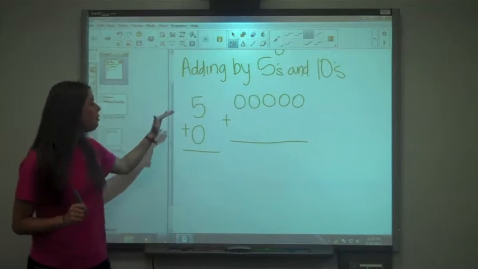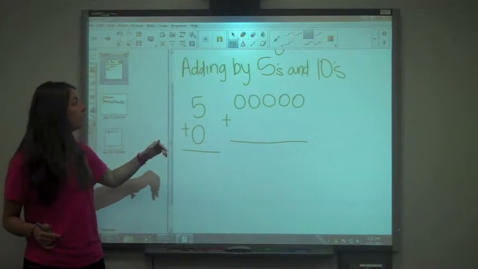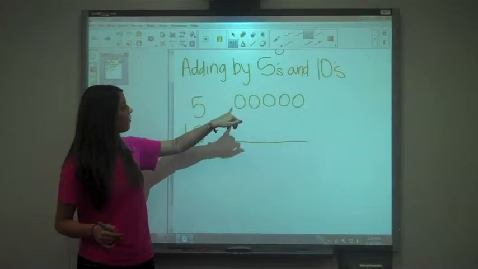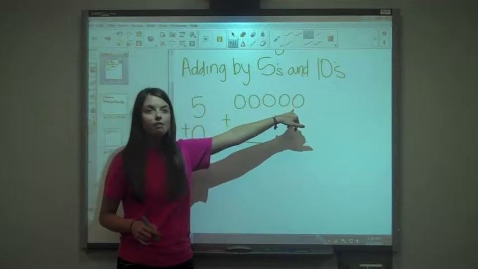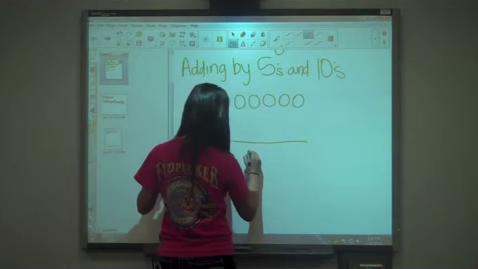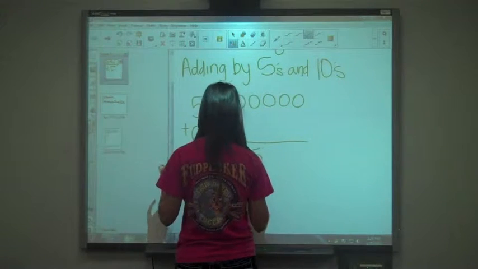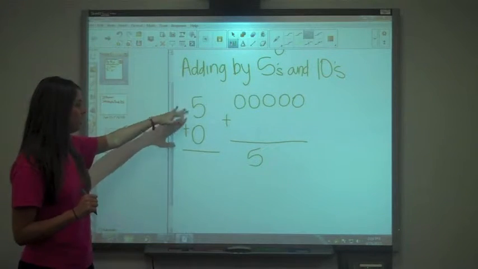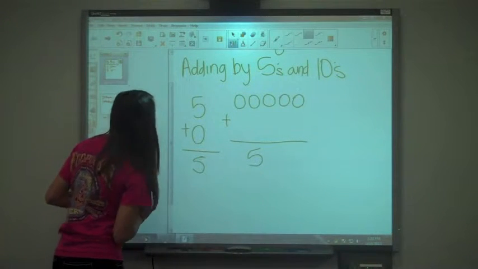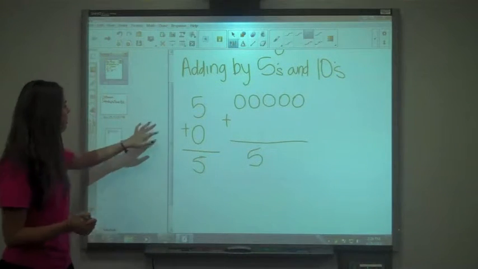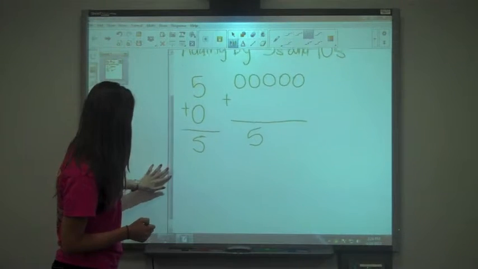Now, what is 5 plus 0? And you just add them up. 1, 2, 3, 4, 5. The answer is 5. So right under here, you just automatically put underneath the line, 5 plus 0 is 5. Now we're going to do one more problem with adding.